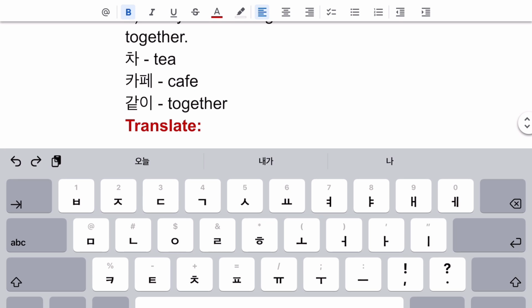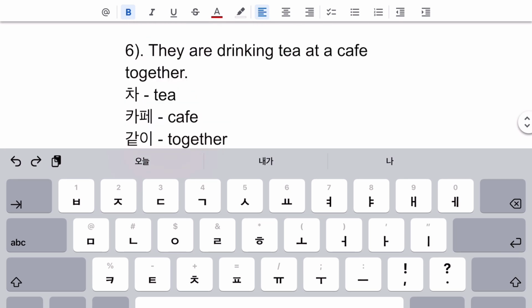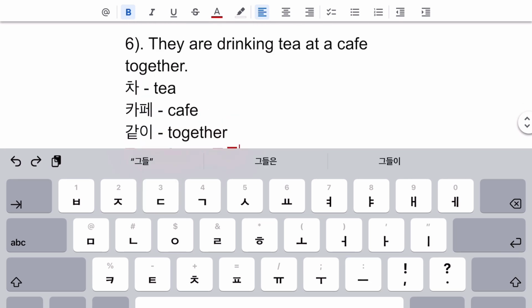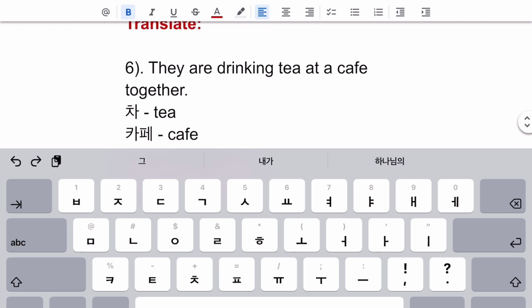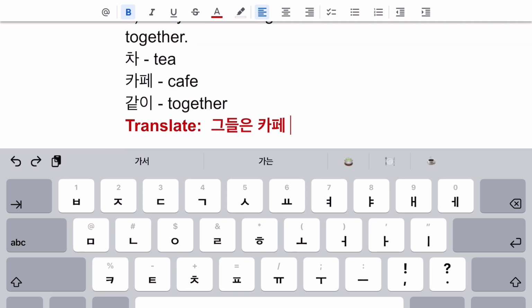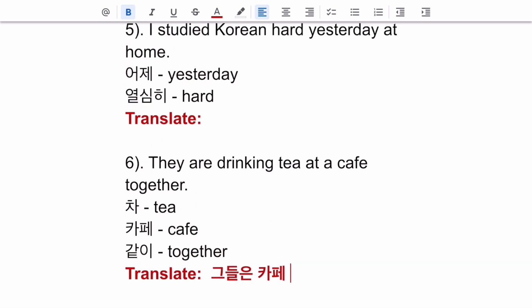Lastly, they are drinking tea at a cafe together. So they is our topic. Do you remember? 그들, right? 그들은. Okay. Where are we doing this? At a cafe. 카페. Once again, Korean doesn't have F's. So instead of F, we're going to use P in that case. Instead of Z, we're going to use J. 카페. And then what are we drinking?